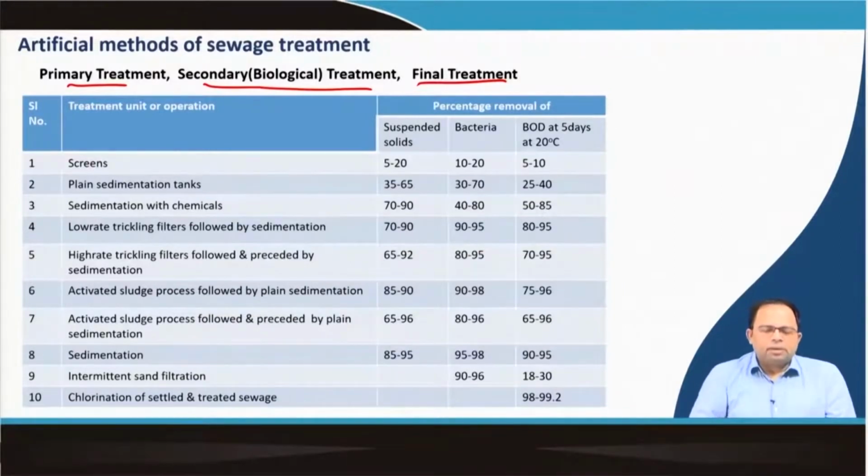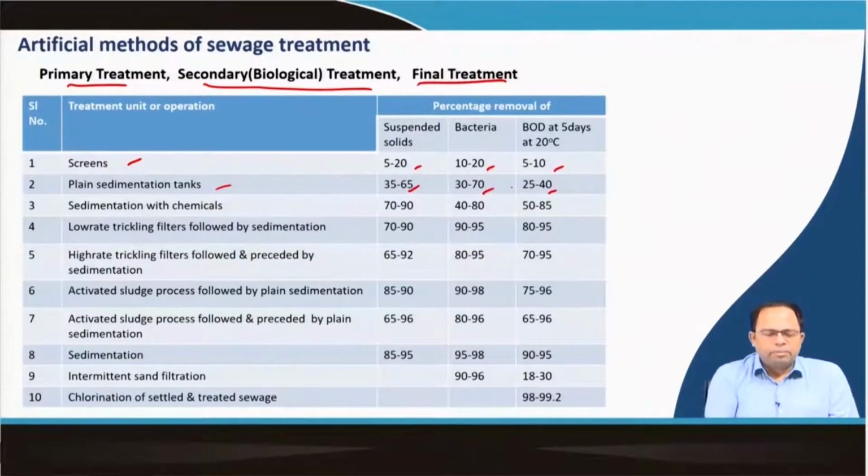And as you can see in this particular table, you can see what amount of treatment is possible. For example, screens reduce suspended solids by 5 to 20 percent, this is percentage removal, bacteria by 10 to 20% and BOD by 5 to 10%. Then the plain sedimentation tank, which is a primary treatment, gives almost 65% suspended solid reduction, 70% bacteria reduction maximum of course, and only 40% of BOD removal.